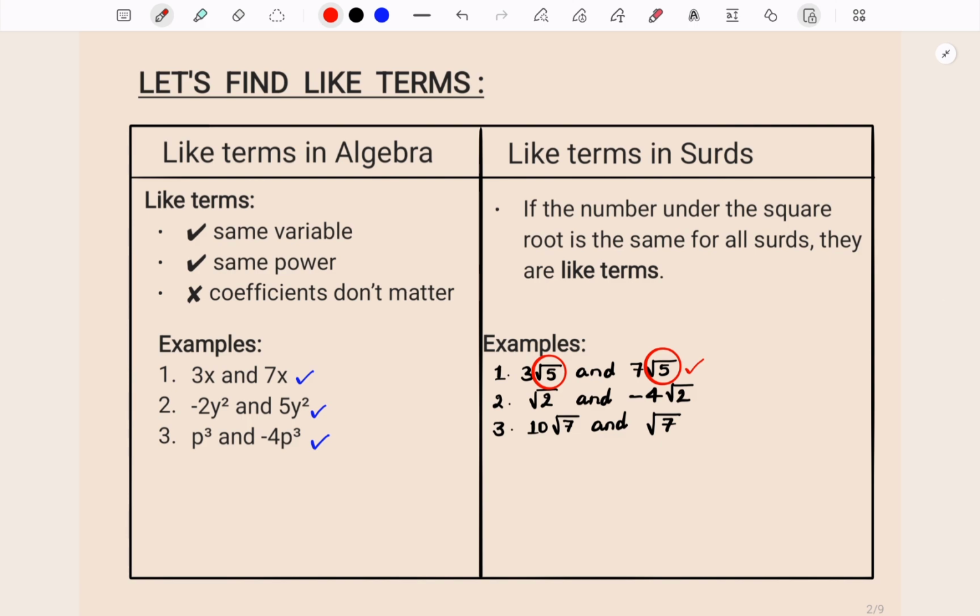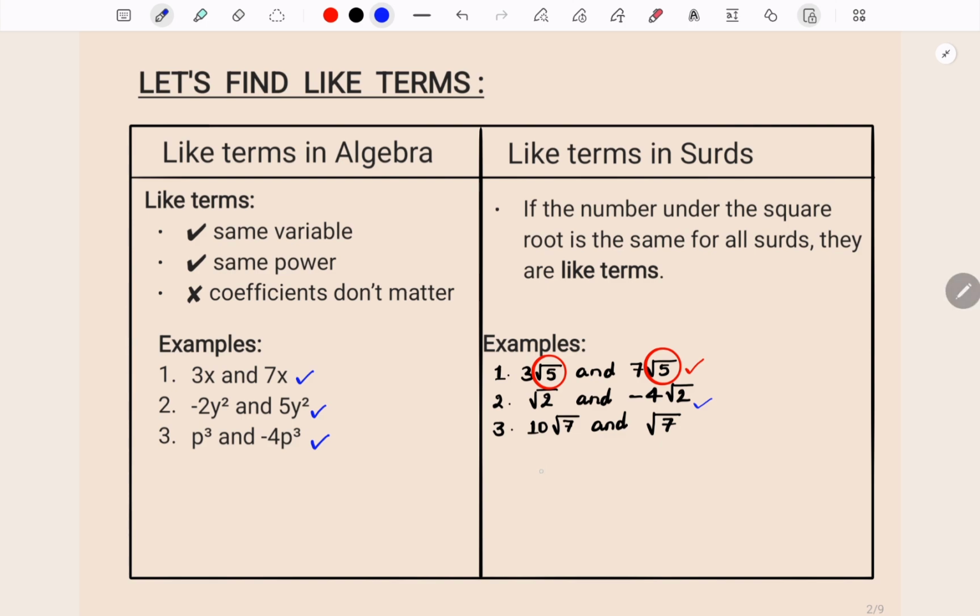Similarly, in the second example, we have root 2 and minus 4 root 2. So the number under the root is 2 in both these numbers. So these are also like terms. The third example is 10 root 7 and root 7. Again, the number under the square root is 7, and that is why these are examples of like terms.